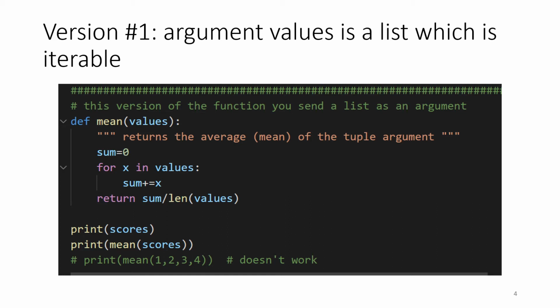And so then we are using this function. First we print the scores and see that it was a list. Then we can print the mean of the scores, and that function works.